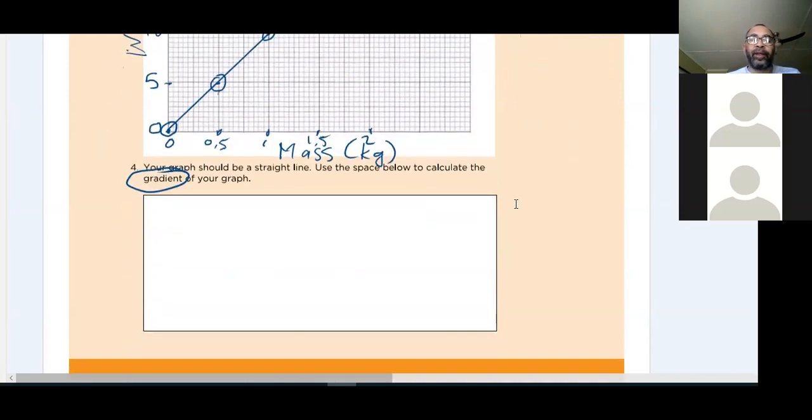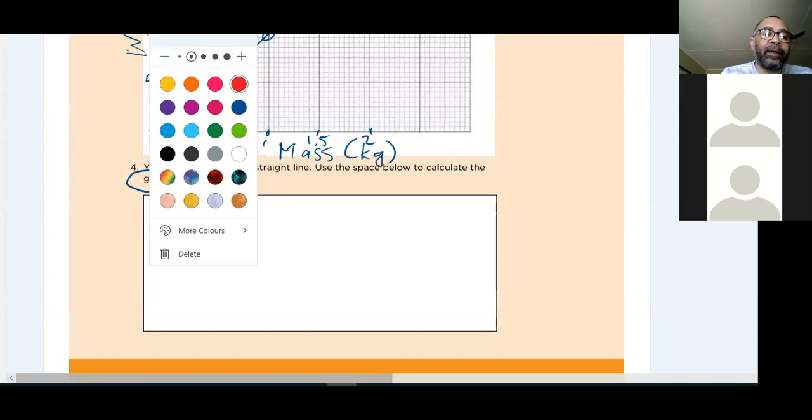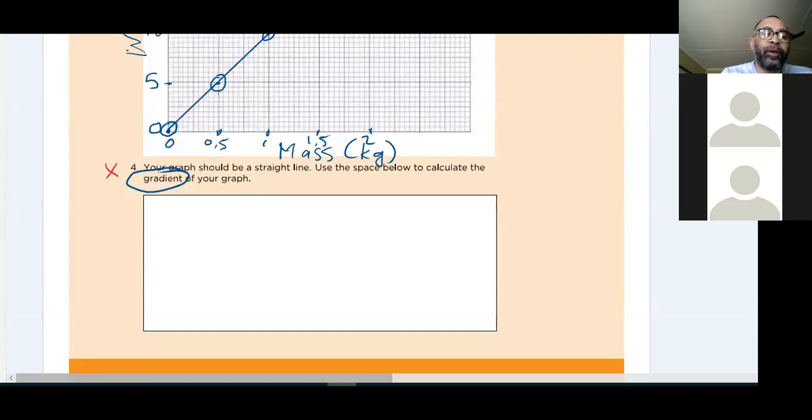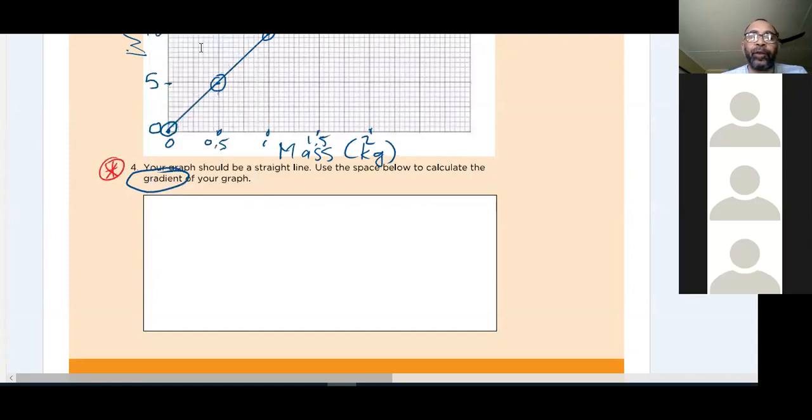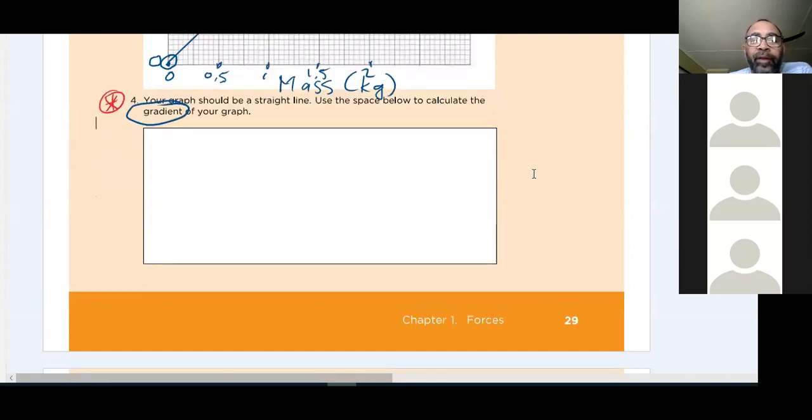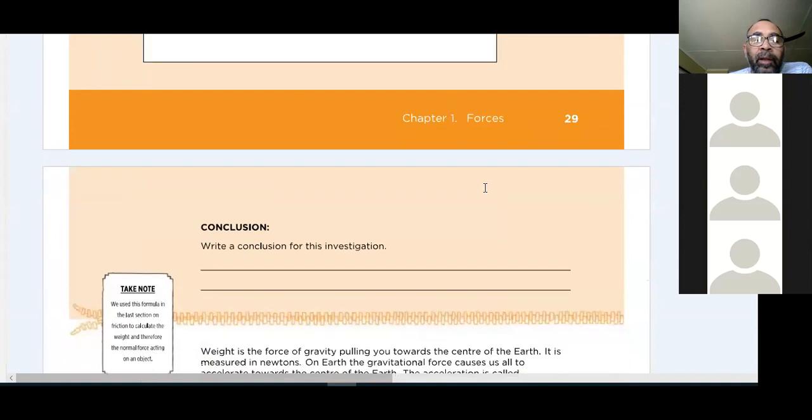Good. The gradient of the graph is a question I'm going to leave for you to do for prep. Again, I want to check where you guys are at in terms of mathematics and if you can calculate the gradient of that graph. There is a video that I'll put up as well to help you through that.